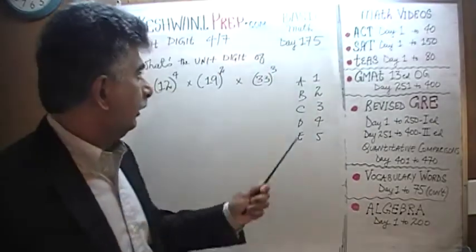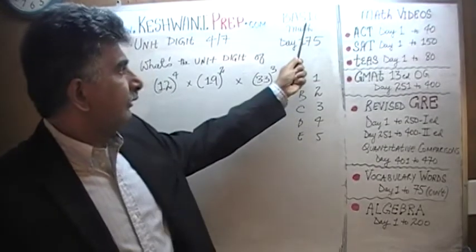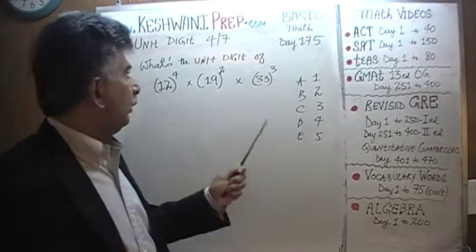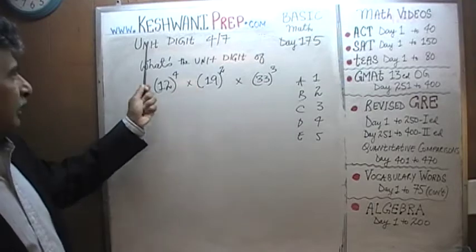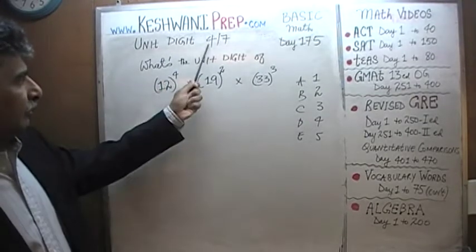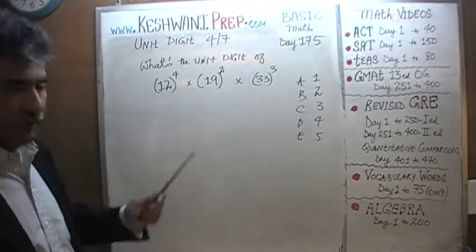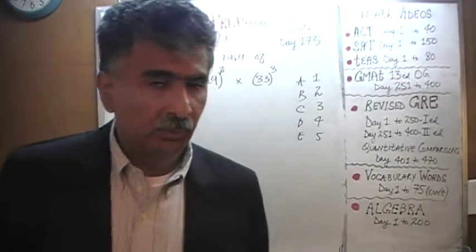Today is our lesson number 175 in the series of basic math. And today we'll do our fourth lesson on the topic of unit digit. The fourth one in the series of seven. The problem, as you can see, is already on the blackboard. Let's go take a look at it.